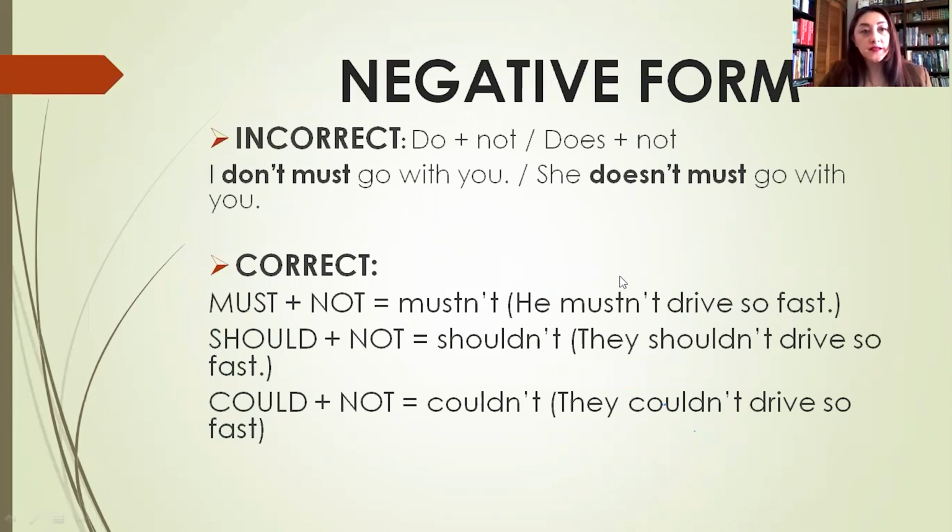When writing in a negative form, you don't need an extra auxiliary verb, for example, don't or doesn't. "I don't must go with you" or "she doesn't must go with you" is an incorrect form. The correct form is to add the particle not to must, should, and could. In this way, we have mustn't, shouldn't, and couldn't. For example, he mustn't drive so fast, they shouldn't drive so fast, they couldn't drive so fast.